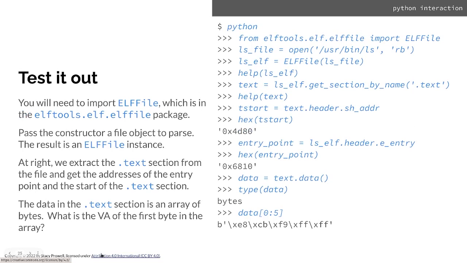So there you go. There's some other stuff that you can poke through here to learn more about it. For example, you can look for the entry point. If I go back to the ls elf, that was the thing I created up here, the elf file, it has a header, and I can look at the e_entry in that, and that will be the entry point.